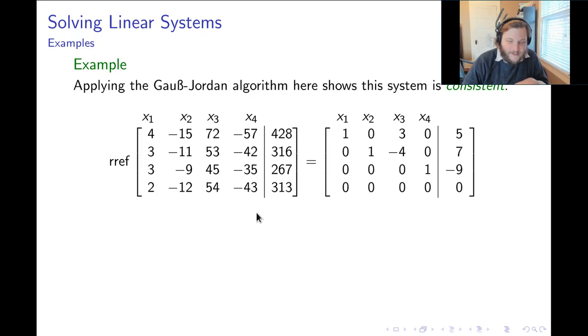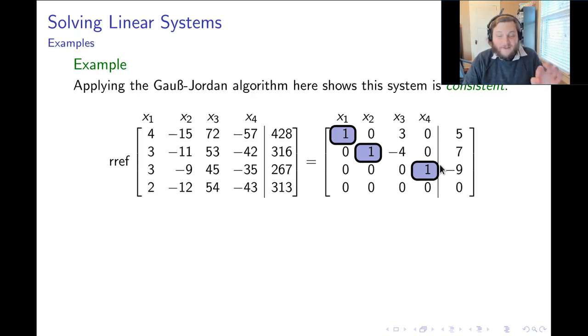Here's another example. This example has four equations with four variables. And again, this one's terrible. There's all these ugly numbers here. Well, I plugged this system into the Gauss-Jordan algorithm, and the Gauss-Jordan algorithm spit out the reduced row echelon form of this system. I could do the analysis here. It looks like I only have three pivots, and none of these three pivots is in the augmented column. So this system is consistent.